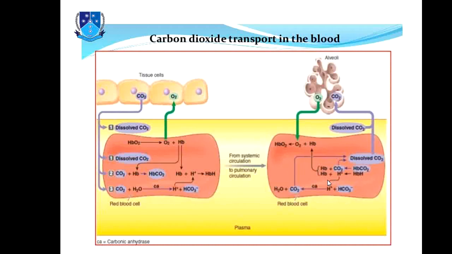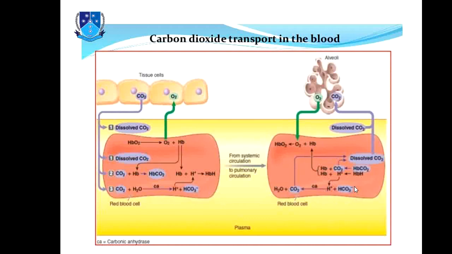Similarly, the protons, what will happen to the protons? This proton will combine with the bicarbonate ion, because I have already told you in the second slide that the function of carbonic anhydrase is the synthesis of carbonic acid, that may be from the carbon dioxide and water, or that may be from the bicarbonate and proton ion. So this depends upon the concentration. This will be shifted to this direction.